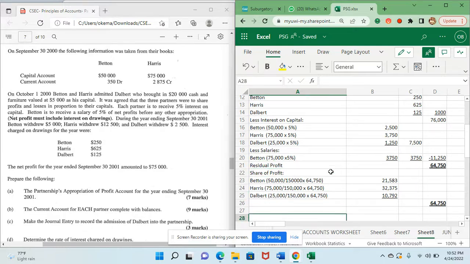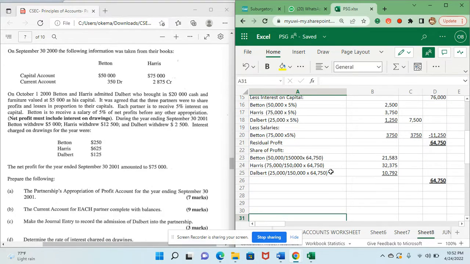So last but not least, everything else is pretty standard when it comes to partnership. If they ask you to do, let's say, a profit and loss statement, it would not be any different from the regular profit and loss that we're accustomed to with the sole trader accounts, right? So we have to do our current account as well.